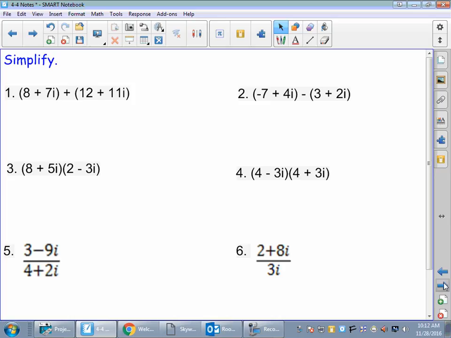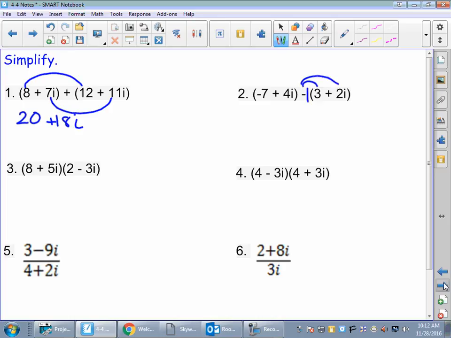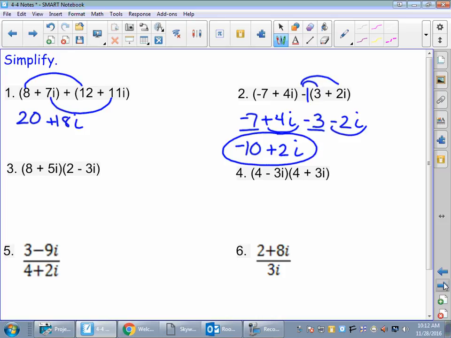Okay, the first part, you got two complex numbers that you need to add together. Do what you would think is normal. You're going to add the real parts together, which would give you 20, and add the imaginary parts, which is going to give you an 18i. You're done. Seems more complicated than it really is. Here we're going to subtract, but whenever we subtract, we want to distribute that negative through the whole term. So negative 7 plus 4i minus 3 minus 2i. So distribute the negative through, and then real goes with real, negative 10, and imaginary goes with imaginary, plus 2i. We always put the real part out in front of the imaginary part.